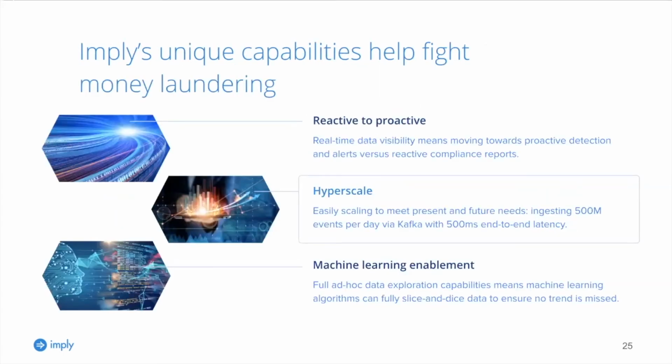Now, this has helped them to be more proactive. Because they can check real-time data visibility, they can provide detection and alerts faster, so that they don't get fined by their respective countries. It can scale to millions of events per day with 500 milliseconds end-to-end latency, and it works with your machine learning enablement. So as your machine learning algorithms are running and results are coming out, you can modify or reject the algorithms based on the business information that you have.